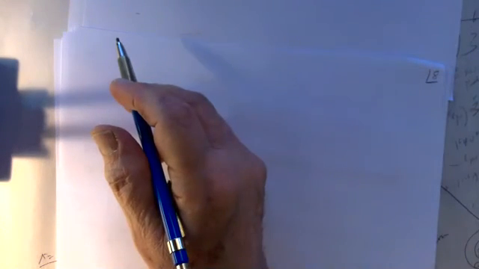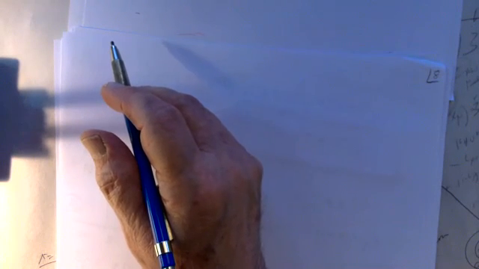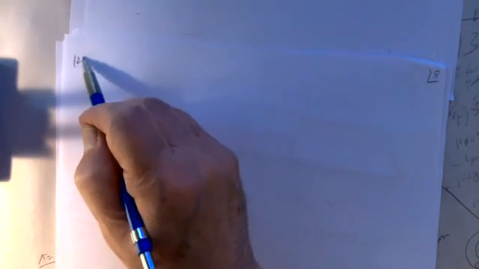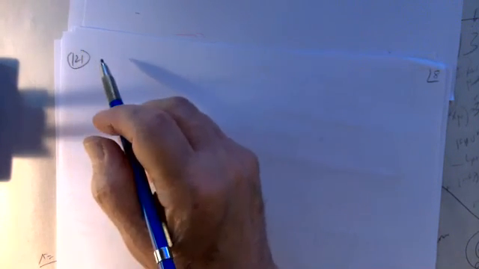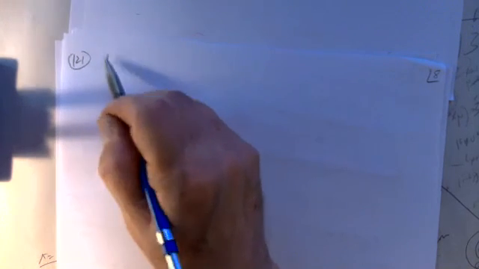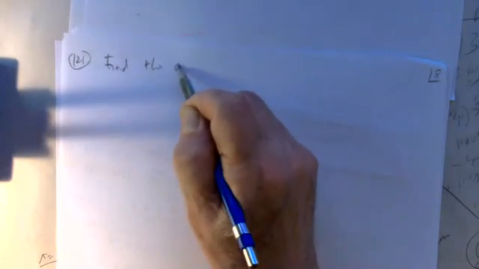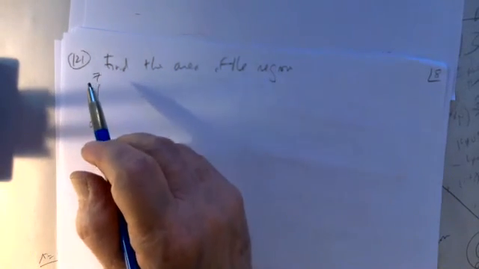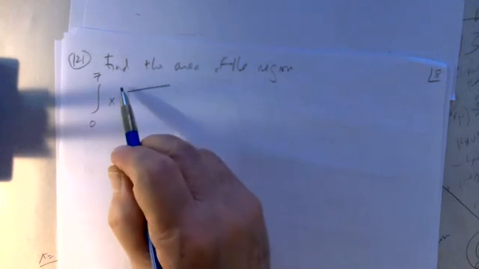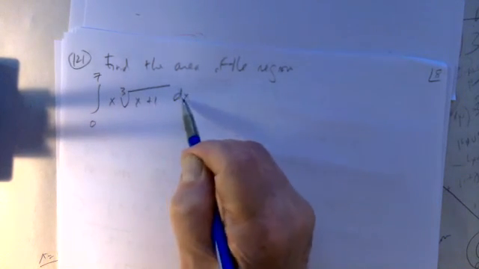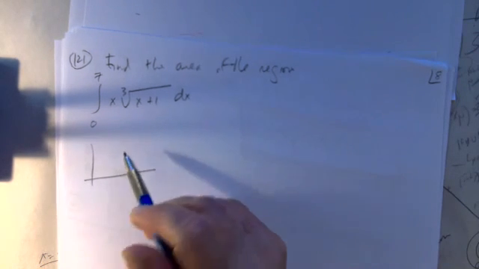All right, what about number 121? This is to find the area of a certain region. It's the integral from 0 to 7 of x times the cube root of x plus 1 dx. And it sort of sketches what this looks like.